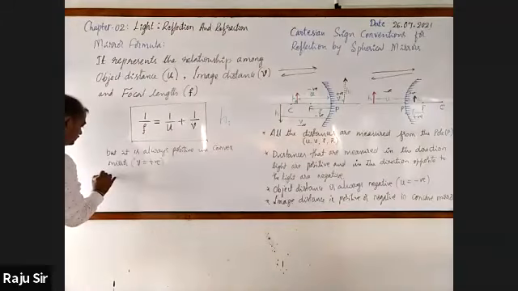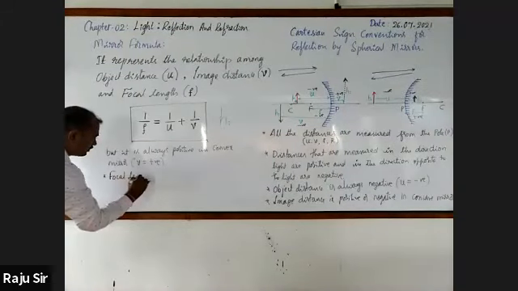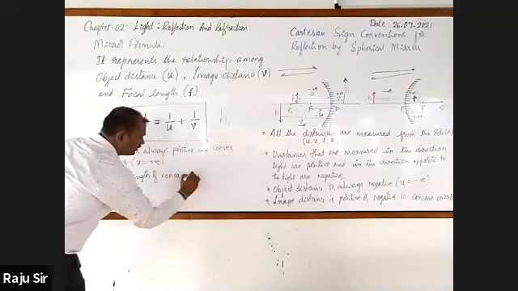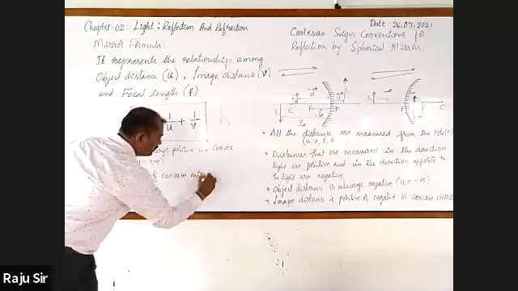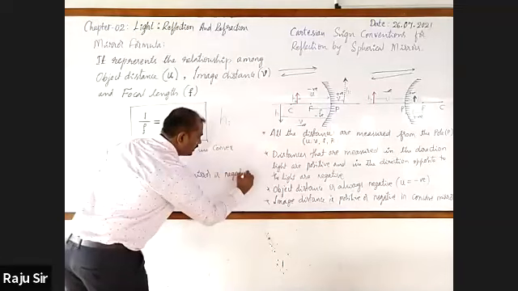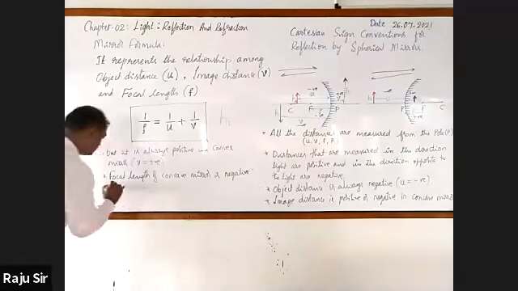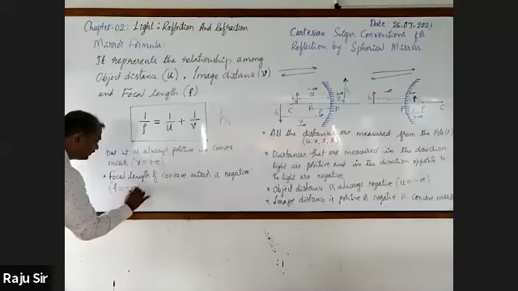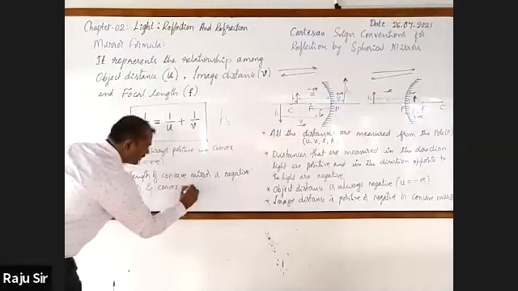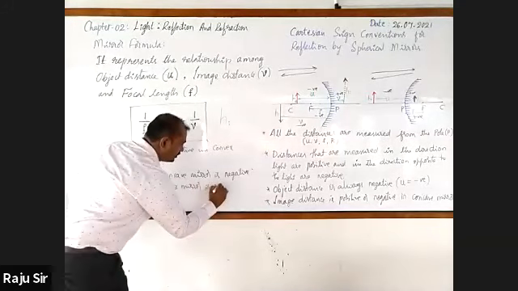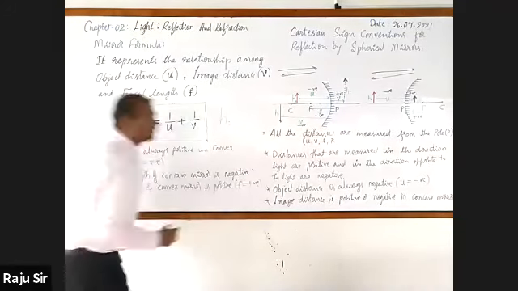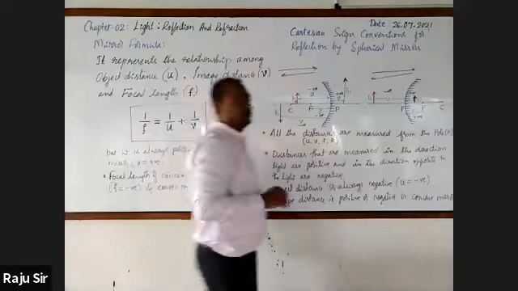Right. Focal length of concave mirror is negative. In bracket you write f is equal to negative, and convex mirror is positive. In bracket you write f equal to positive.